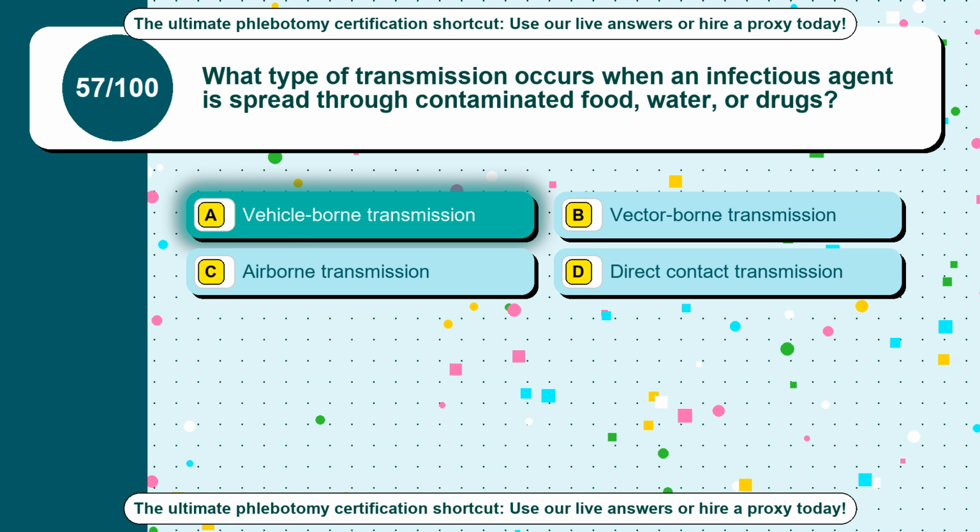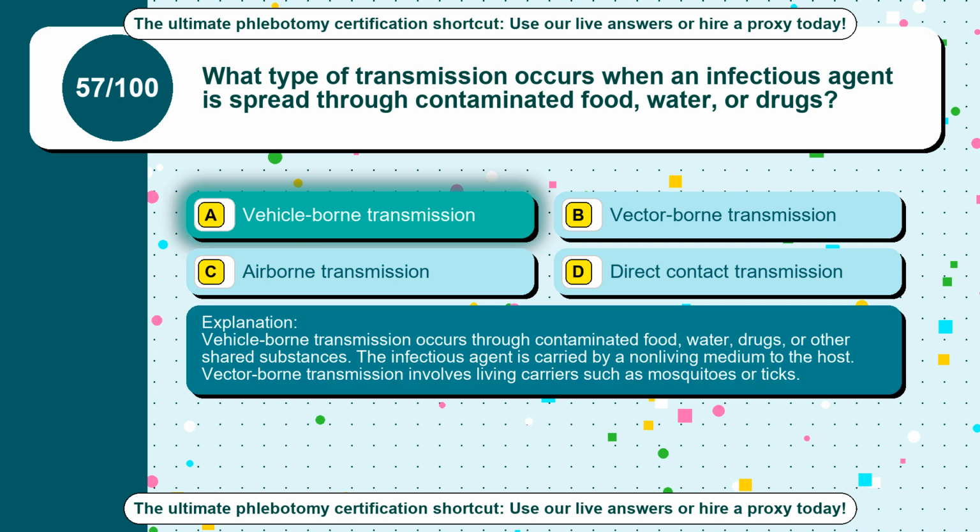Vehicle-borne transmission. Vehicle-borne transmission occurs through contaminated food, water, drugs, or other shared substances. The infectious agent is carried by a non-living medium to the host.